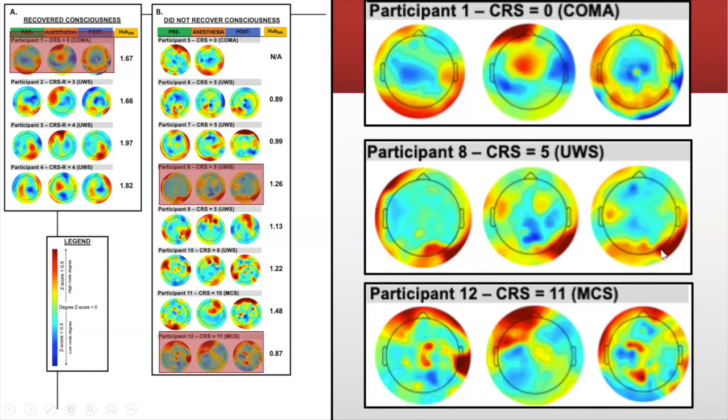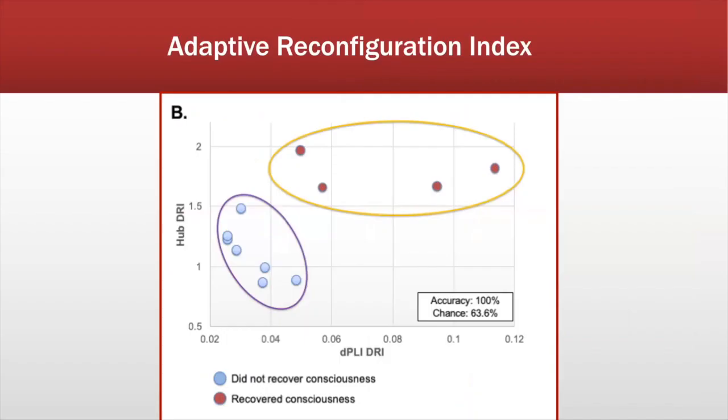This is a participant who was in a minimally conscious state. And once again, the hubs were anterior, so pathologically located, when they were in a baseline state, and the brain network did not reconfigure when the individual was exposed to anesthesia.